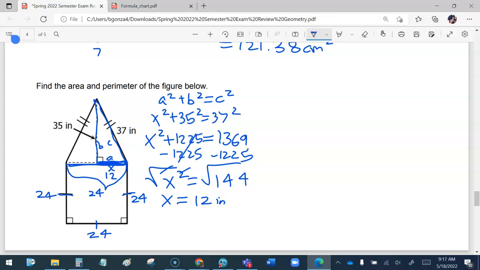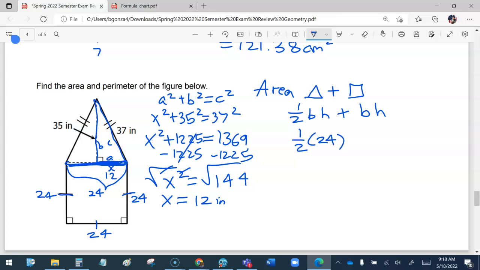No big deal. Now, finding the area, we're going to have to find the area of a triangle plus the area of a square. So the triangle is 1/2 BH, and then the square is base times height. Now for the triangle, 1/2 times little b, all the way across, is 24. The height of the triangle is this value right here, which is 35. And then for the square, base times height is 24 times 24.